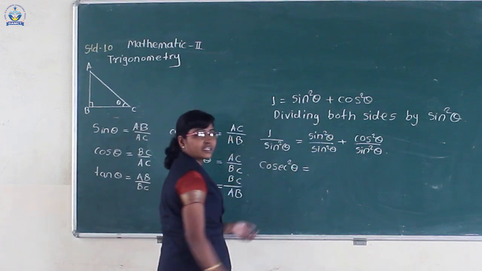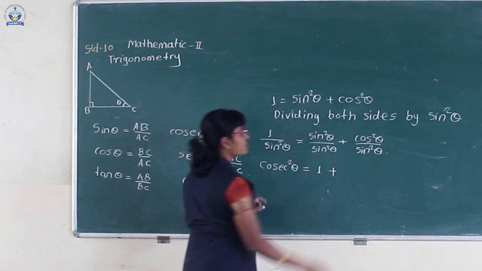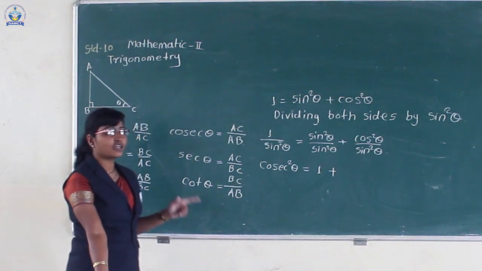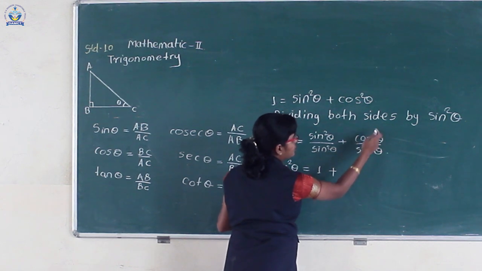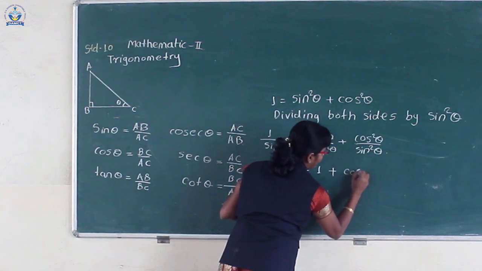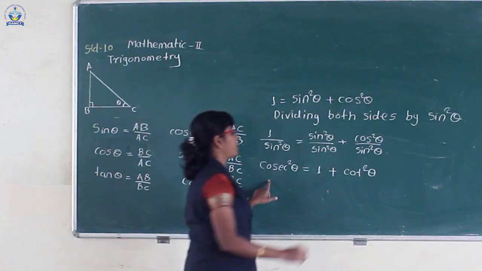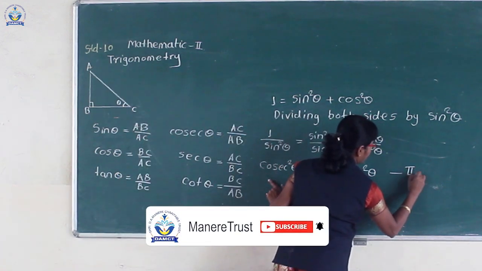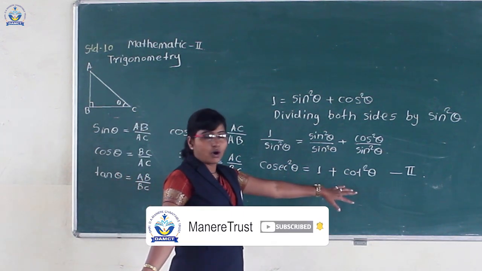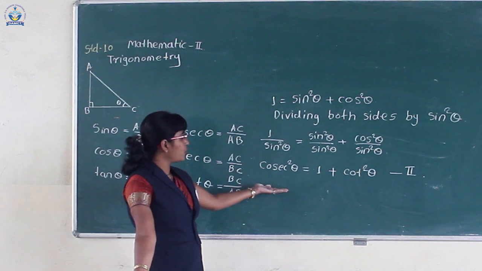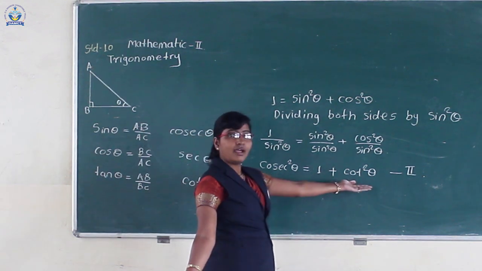Is equal to sin square theta divided by sin square theta, so it can be written as 1 plus cos square theta upon sin square theta. It is the ratio that represents cot square. It can be written as cot square theta. This is the second trigonometric identity: cosec square theta is equal to 1 plus cot square theta. So, this is the relationship between cosec theta and cot theta.